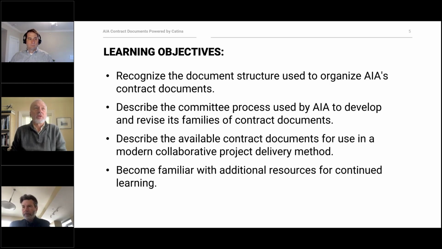Good afternoon. Our objectives are fairly straightforward. We're going to review the document structure for AIA's contract documents and review a bit on the family of documents and how they relate to each other. And then there are some new documents coming out that we're going to describe, on more of a collaborative project delivery method based upon the CMC documents. And then also to become familiar with the resources that we have for continuing to learn about the documents.